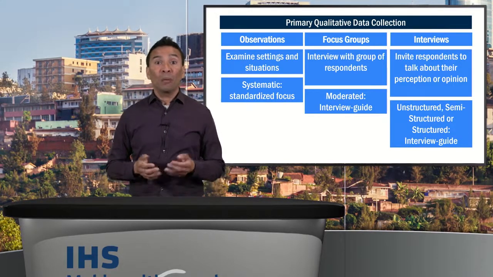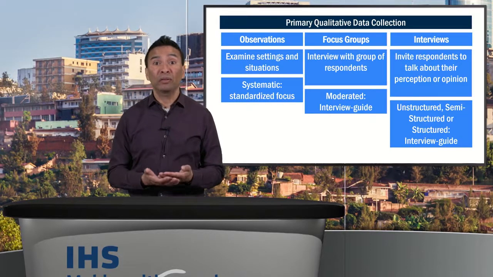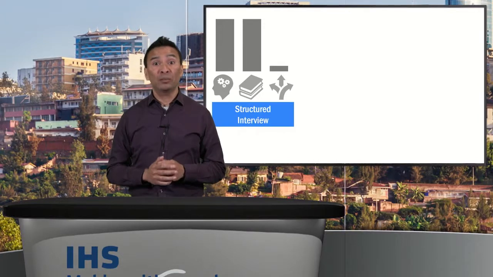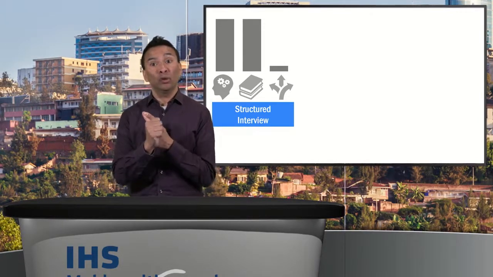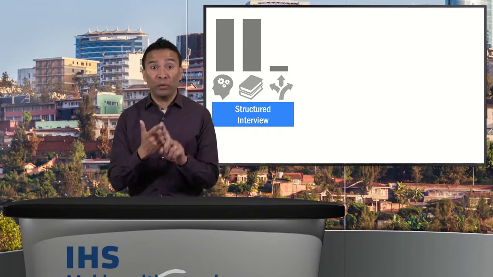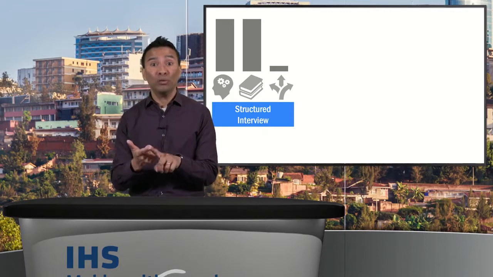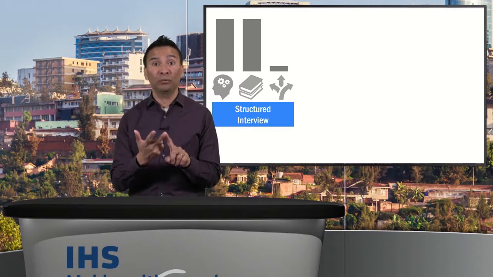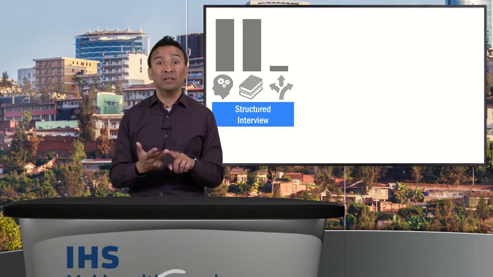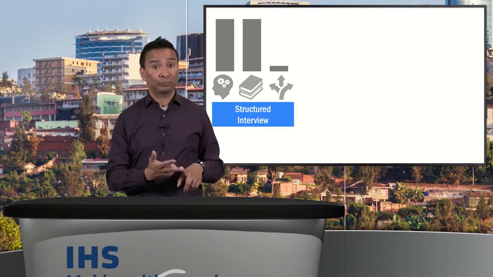So, when do you choose which method of interviewing? We are going to discuss the three types based on three aspects: pre-knowledge of the situation you're researching, the preparation necessary before the interview, and the flexibility during the interview. These are represented by the icons you see here.